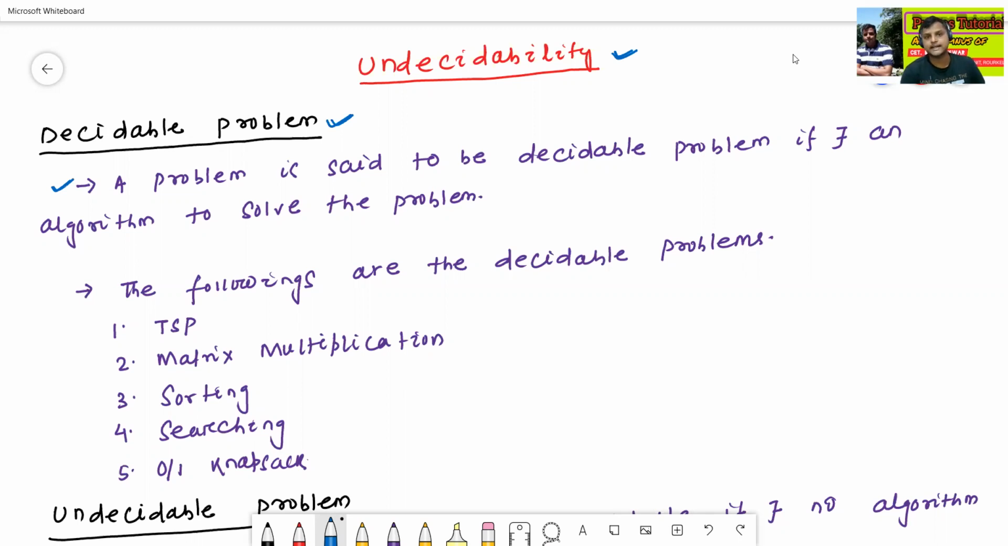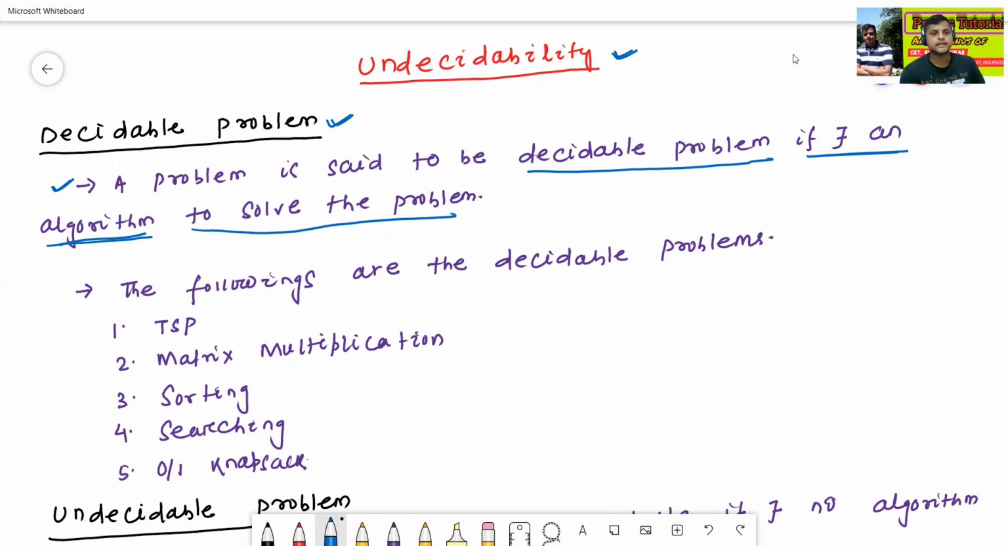A problem is said to be a decidable problem if there exists an algorithm to solve that problem. If there exists an algorithm to solve that problem, this problem is called a decidable problem. Okay, now we'll see some examples of decidable problems.